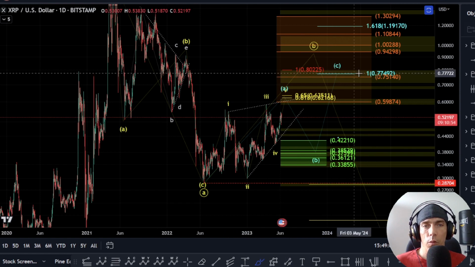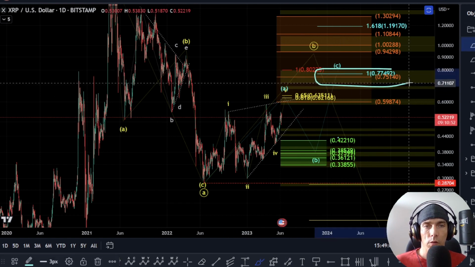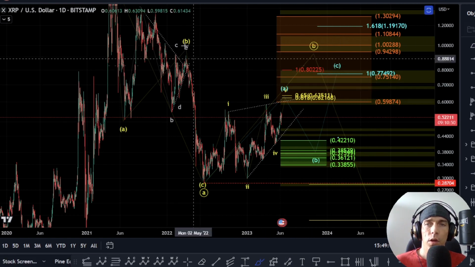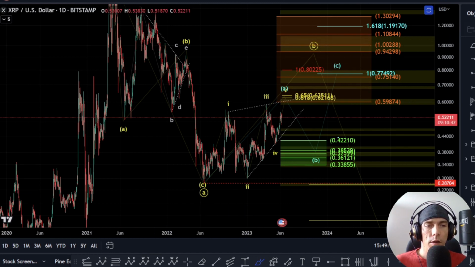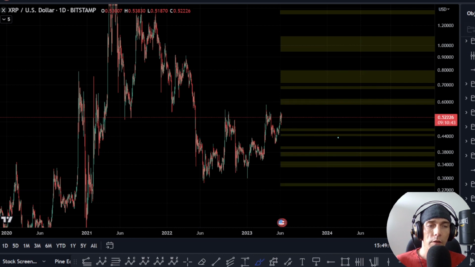So if we had to move up to that 1-to-1, it would basically bring us into around that 50%. So I'd be careful. You know, any kind of 3-wave structure to the upside here is going to be dangerous. We need to be mindful that we could still look to actually break to the downside.